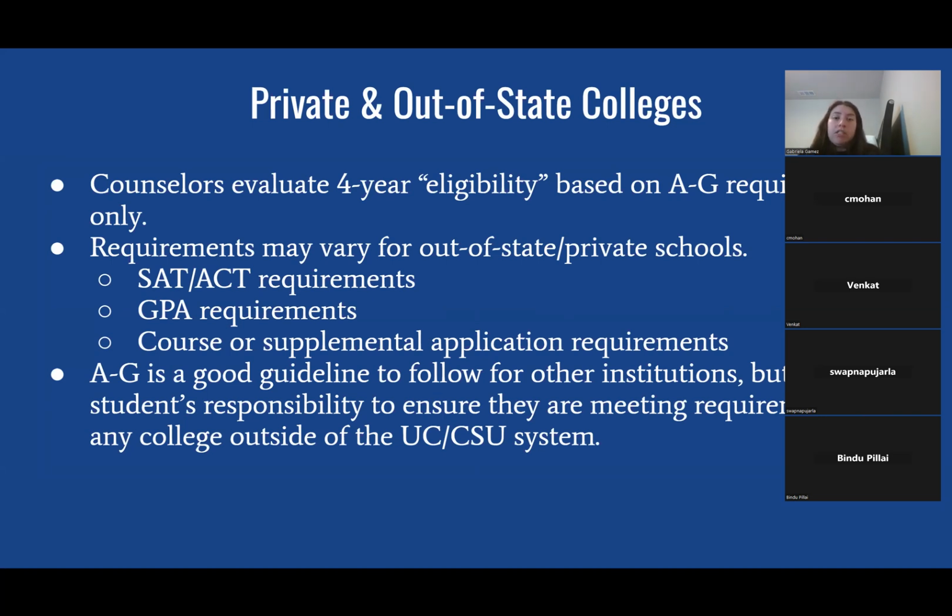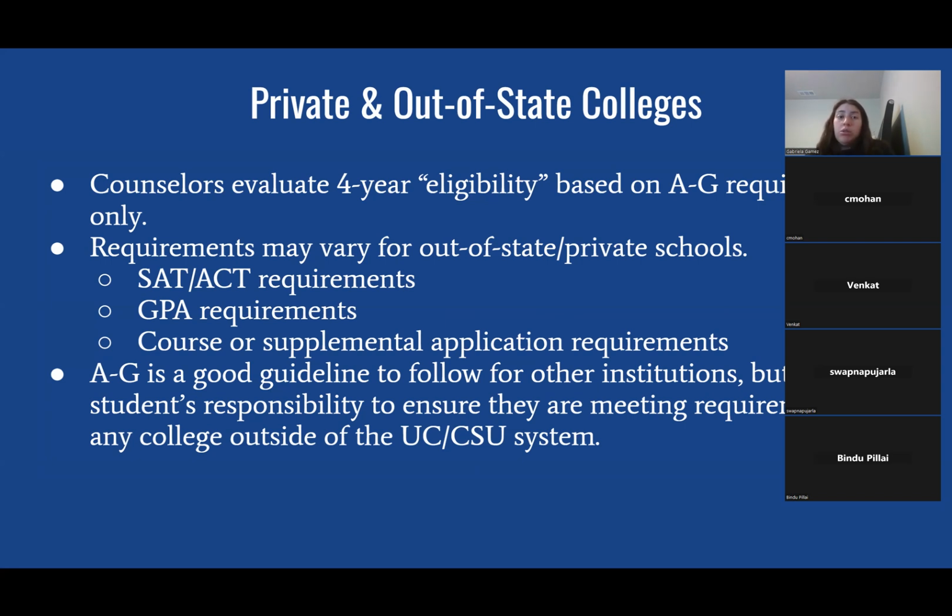However, requirements for out of state and private schools are a little bit different, so that kind of stuff varies in terms of SAT, ACT requirements. UC and CSU don't need you to take the SAT or ACT to get admitted to their school right now. So that's not something that you would need for that. GPA requirements vary for those private and out of state schools. And then courses or supplemental application requirements vary as well. Where you wouldn't need letters of recommendation for a UC or CSU, you might need them for out-of-state or private schools.